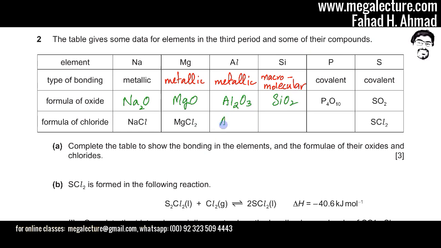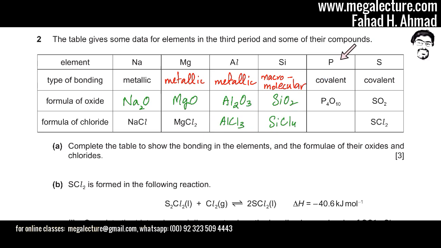For Al, it's going to be AlCl3, which is actually a covalent molecule. Instead of being ionic, it's a covalent molecule. So remember this exception. The other one for silicon, it's going to be SiCl4. Silicon has an oxidation state of +4.